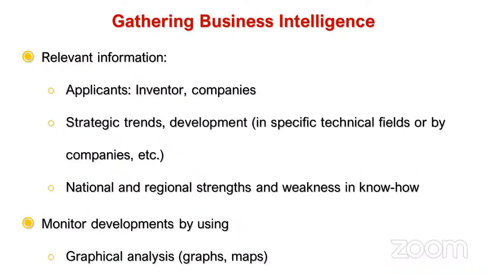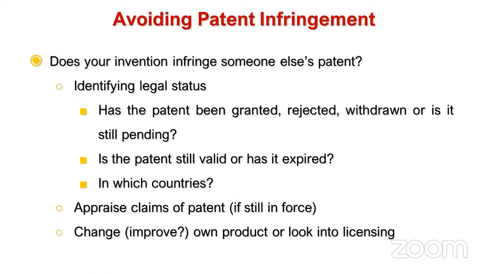Through patent searching, we gather business intelligence. We know the names of the applicants, inventors, or companies. We work on strategic trend development in specific technical fields or company fields, national or regional strengths and weaknesses in know-how technology, or we monitor the development by using graphical analysis, graphs and maps also. Through the patent infringement check, does your invention infringe someone else's patent? Identify legal status: has your patent been granted, rejected, or withdrawn, or is it still pending? Is your patent still valid, or has it expired, and in which country is the patent granted? Through patent searching, we know about all these things.